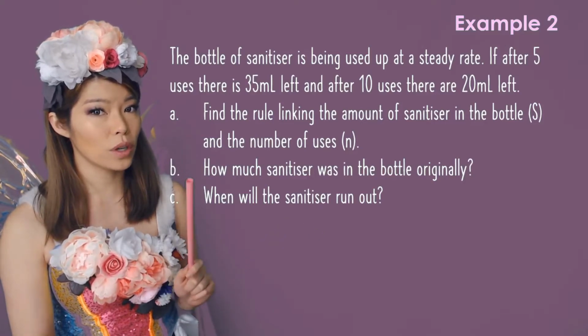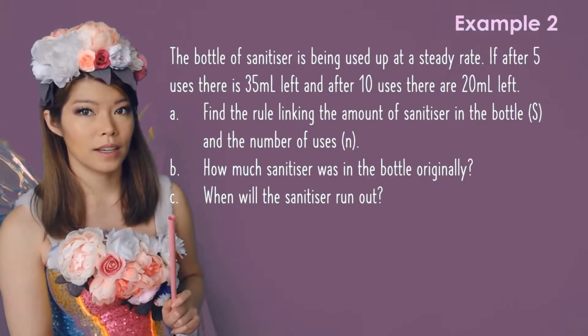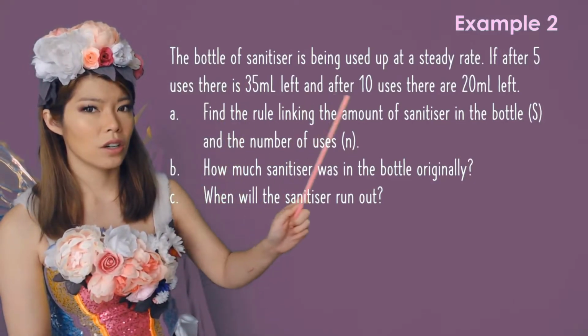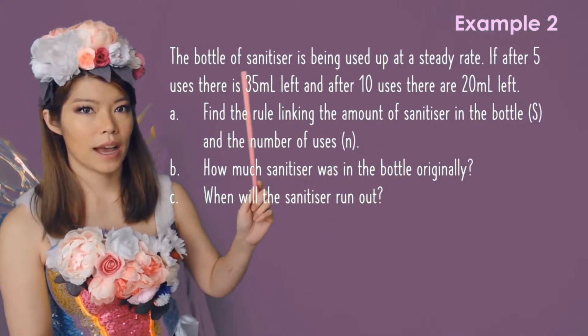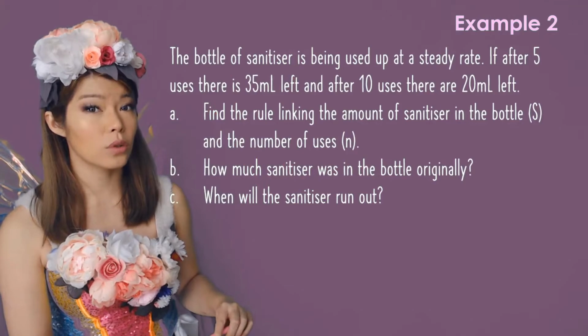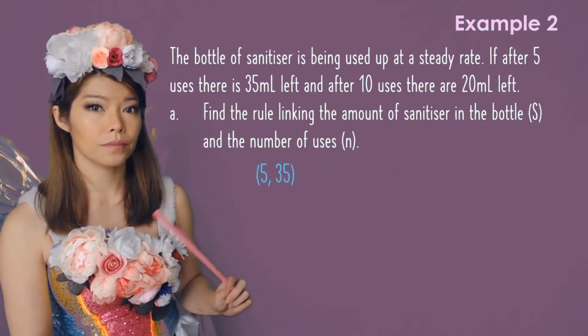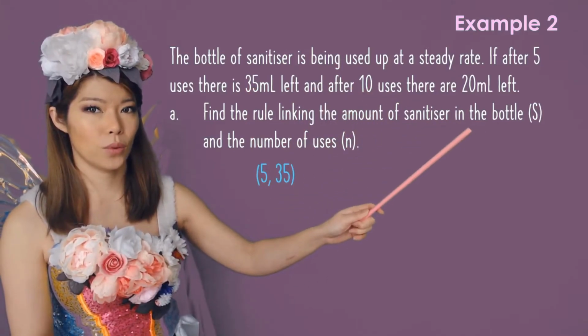Now these 2 questions are very, very common questions. Let's see how we solve them. So we haven't got a number that's changing all the time this time. We have 2 sets of values, or in other words, 2 coordinates. And they are 5 and 35 and 10 and 20.